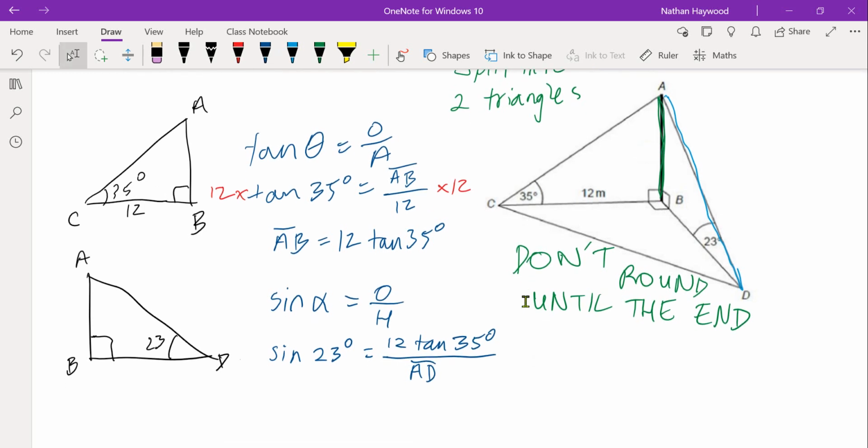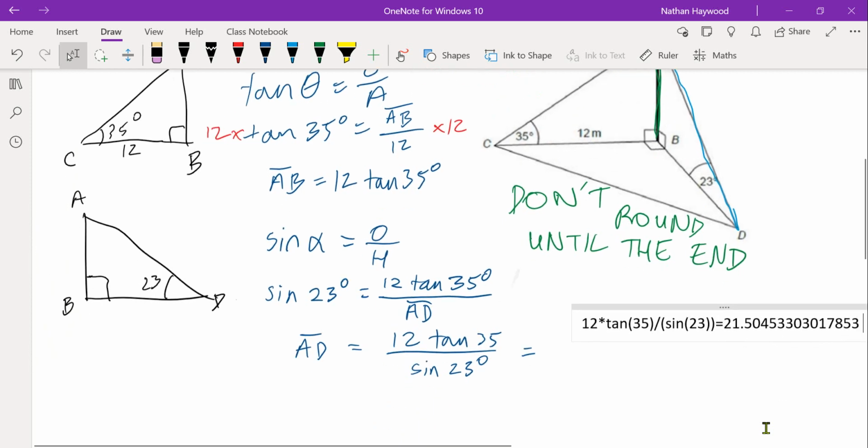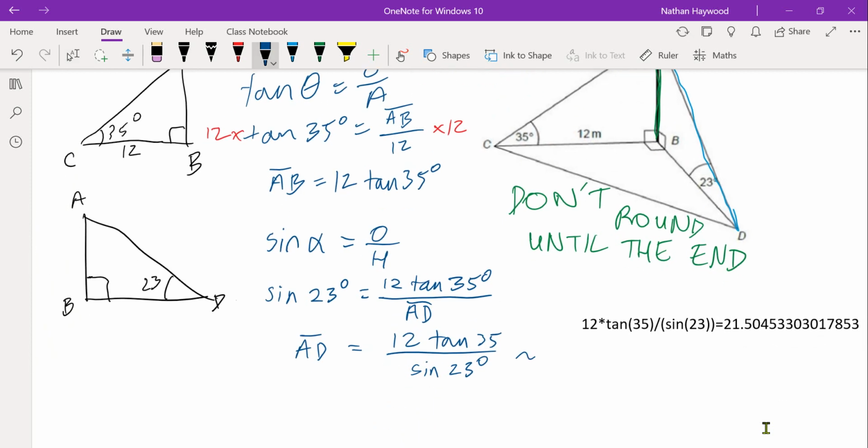So then we multiply both sides by AD and divide both sides by sine 23 degrees. Then you can type all of that into your calculator and you'll get an answer for AD. So yes, you should have got, and let's go to 2 decimal places, approximately 21.50. Very good, meters.